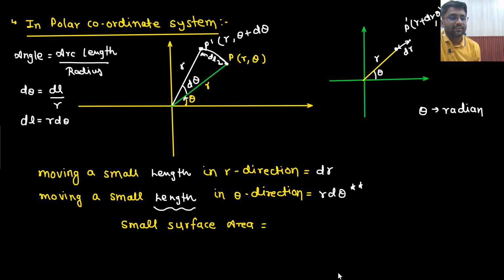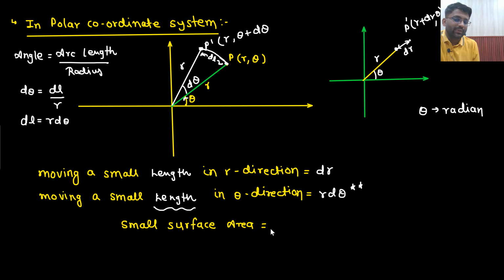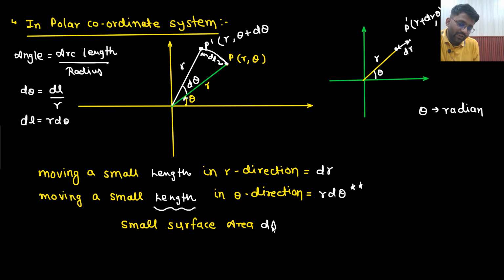And what will be the small area? In Cartesian coordinates, moving in the direction of x gives dx, moving in the direction of y gives dy, and the multiplication of both was the small area. So here the small area will be the multiplication of both of them. The small area in the polar coordinate system is given by r dr d theta, simply r d theta multiplied with dr. So in the Cartesian system, where we would write dx dy, I will replace it with r dr d theta.